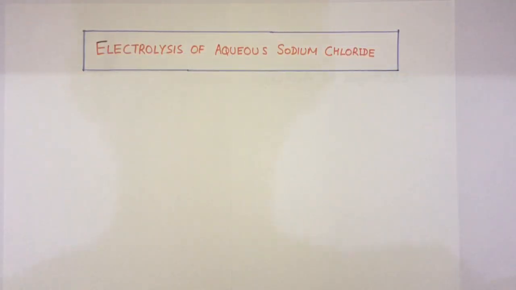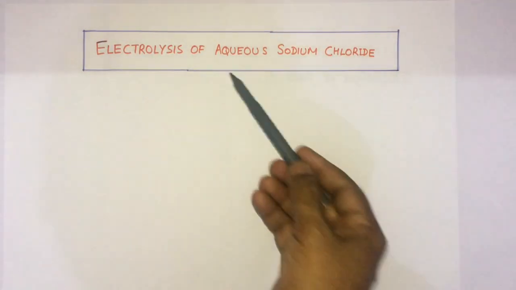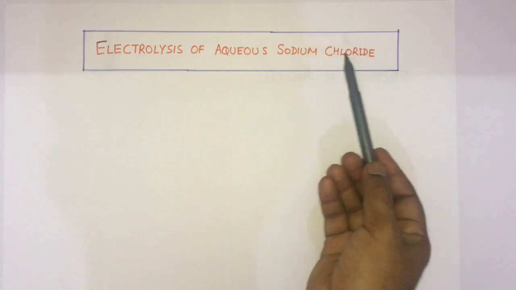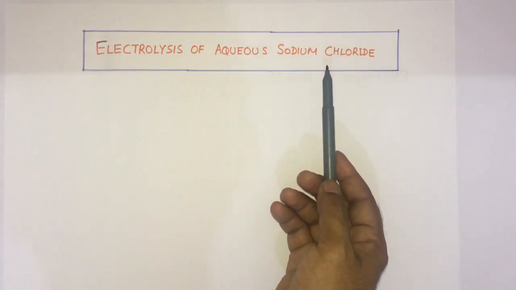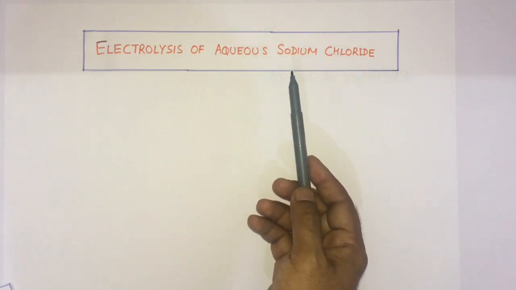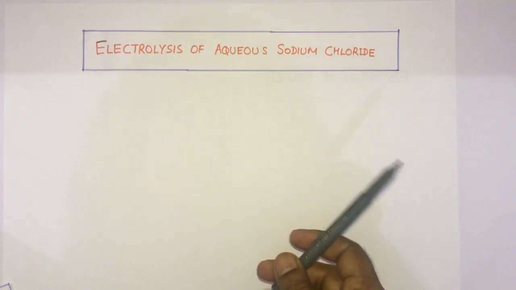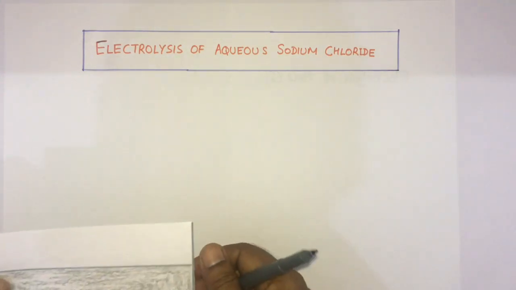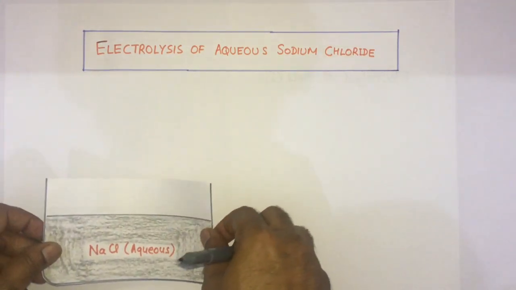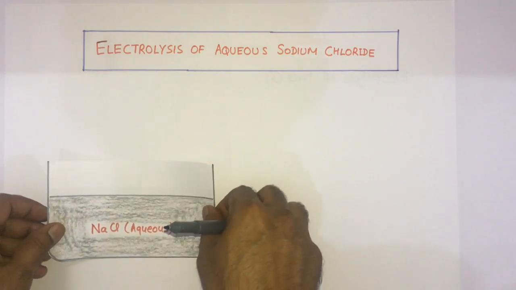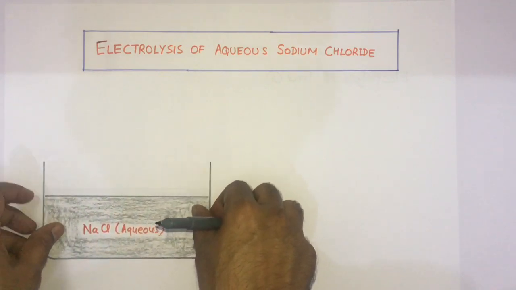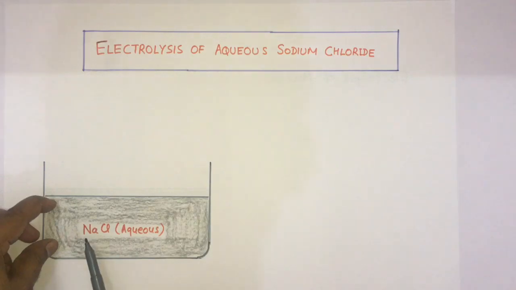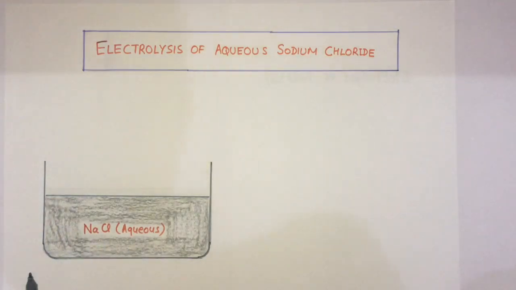Now we will take up the electrolysis of aqueous sodium chloride. In the previous section we have taken molten sodium chloride. Now we will take the sodium chloride dissolved in water, in the aqueous medium. The cell setup is almost the same. There is a container, an electrolytic tank having sodium chloride in aqueous medium, or sodium chloride dissolved in water.